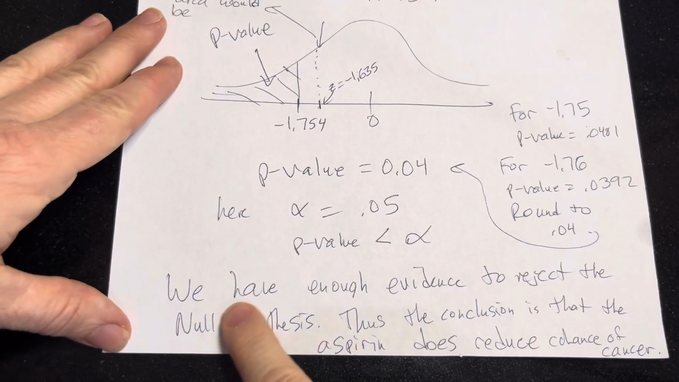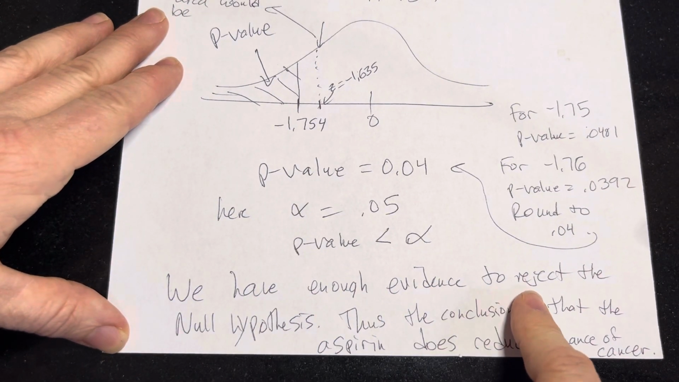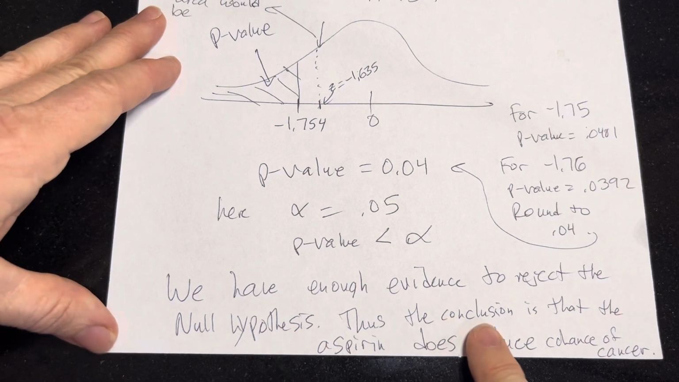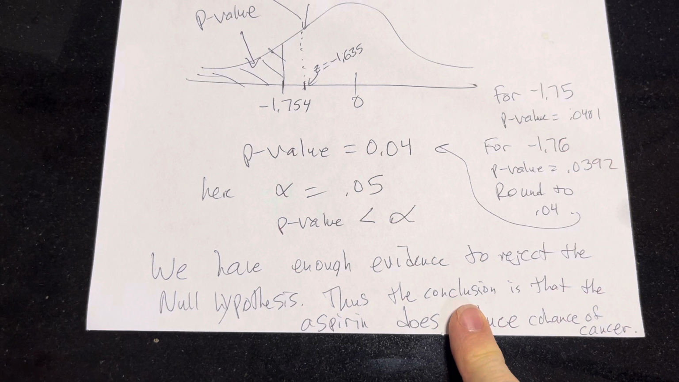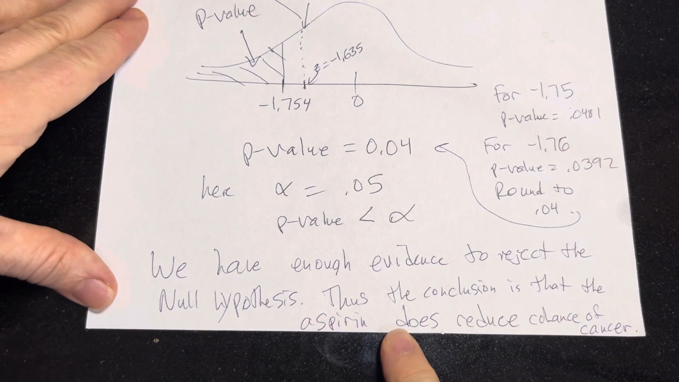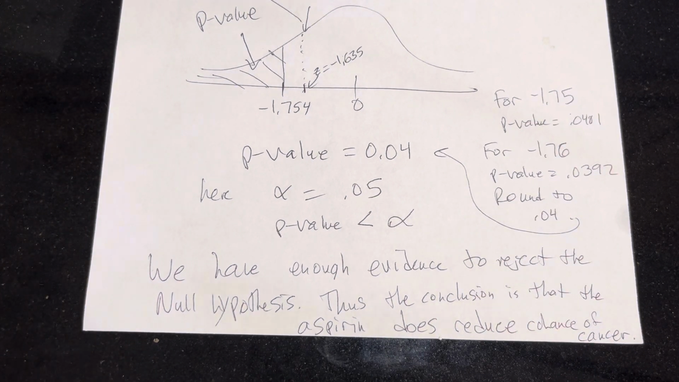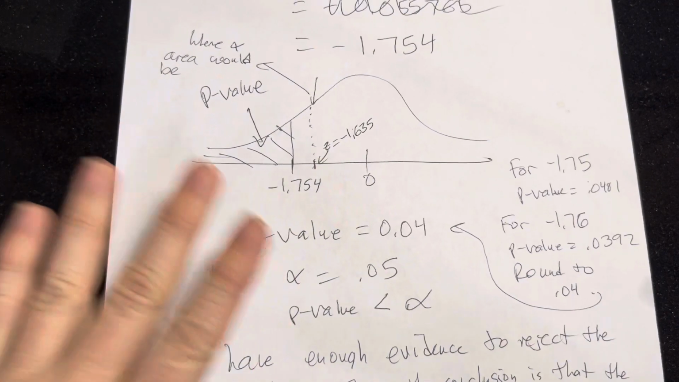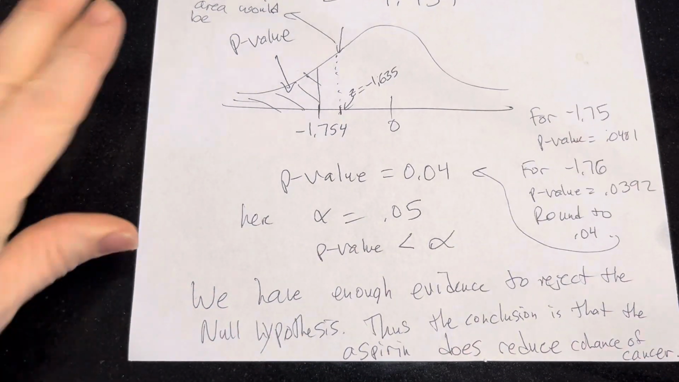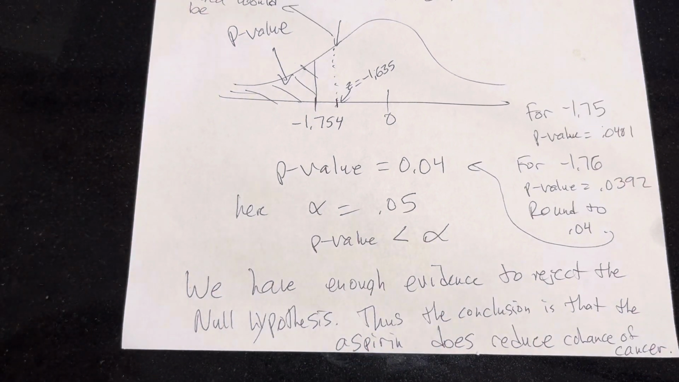Now I can conclude we do have enough evidence to reject the null hypothesis. Thus, the conclusion in real terms to this particular problem is that the aspirin does in fact reduce the chance of cancer. So hopefully that helps. That's the beginning, the hypothesis setup, grabbing the statistic, getting the calculations, finding the z-value, finding the p-value, comparing it to alpha, and then also putting in the conclusion statement at the end. You're going to need all of those pieces for anything that says that I'm testing to see if something's true.